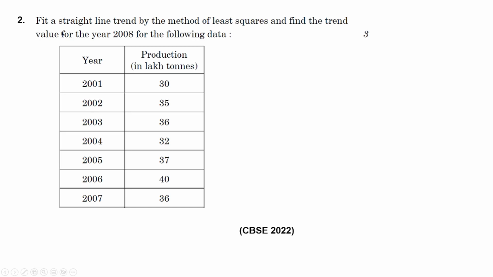Now moving on, fit a straight line trend by the method of least squares and find the trend value for the year 2008 for the following data. So here we have to fit a straight line trend by the method of least squares, and we should also find the estimated production for the year 2008 using this data. So for various years from 2001 to 2007, the production data in lakh tons is given here. So let us find the straight line trend using the method of least squares.